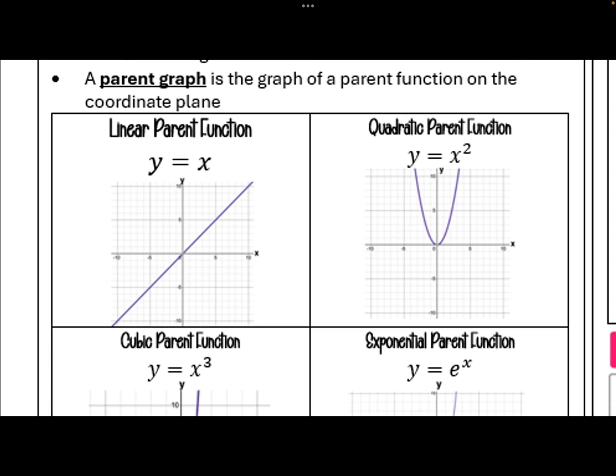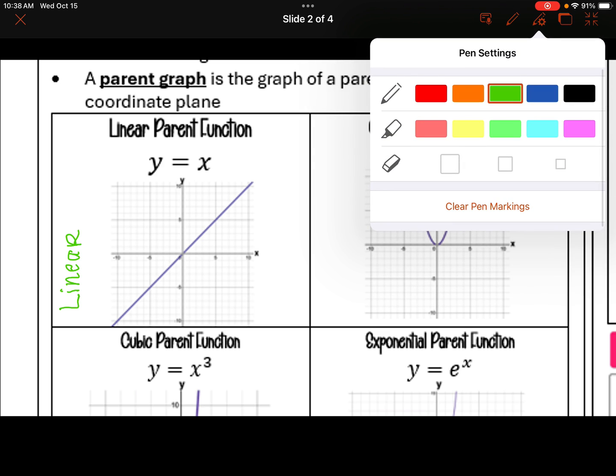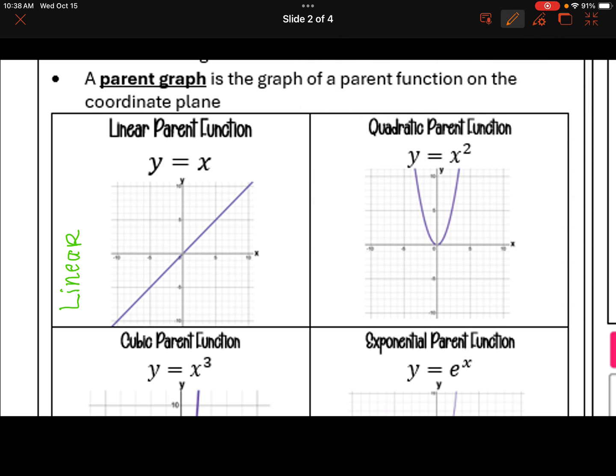So the first one is a line. And this is anything that says y equals x to the first power. So this one is an example of linear. Then we have the quadratic parent function, and that's just by doing x squared. And so as soon as you have an exponent bigger than 1, it automatically becomes nonlinear.